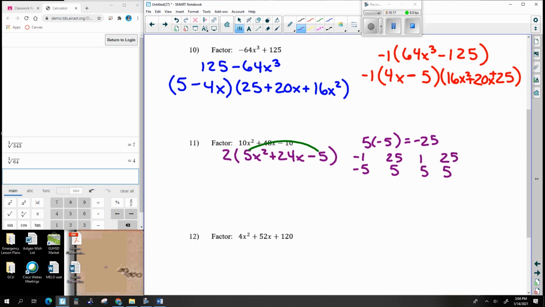Multiplying to a negative means one of the numbers is negative or the other number is negative. Adding to a positive 24 would be the negative 1 and the positive 25. Write it as a fraction twice. So the first number is a 5x with a negative 1 and a 25.